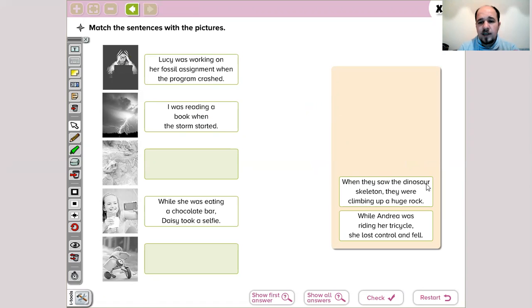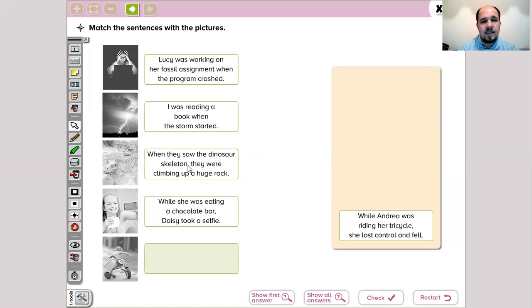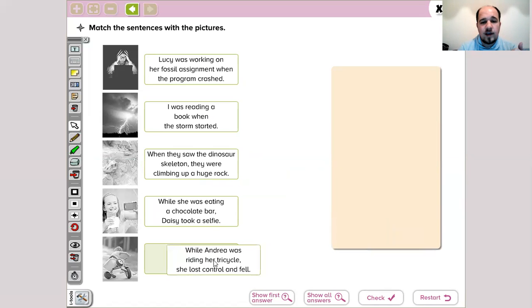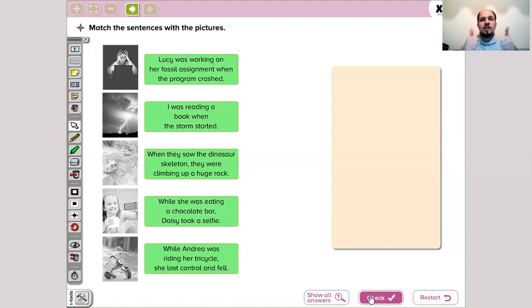Let's go. When they saw the dinosaur skeleton, they were climbing up a huge rock. Let's look at the pictures, and this picture is the only one which has a dinosaur skeleton. So we can match this sentence to that picture. And the last one, while Andrea was riding her tricycle, see, this is a tricycle, 1, 2, and 3, tricycle. She lost control and fell. See, she is about to fall. Let's check it. Here we go. We are very good again.